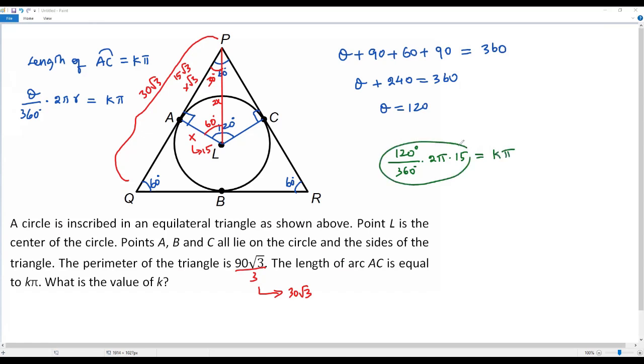Okay, now let's do some simplification over here. 120 goes into 120 one time, and 120 goes into 360 three times. 3 goes into 3 one time, and 3 goes into 15 5 times. Here 1 times 2 pi is 2 pi. 2 pi times 5 is 10 pi. On the right side we have k pi. Now let me divide both sides of this equation by pi. Then the pi will cancel out. We get 10 on the left side, k on the right side. Here I got the value of k. The value of k is 10.